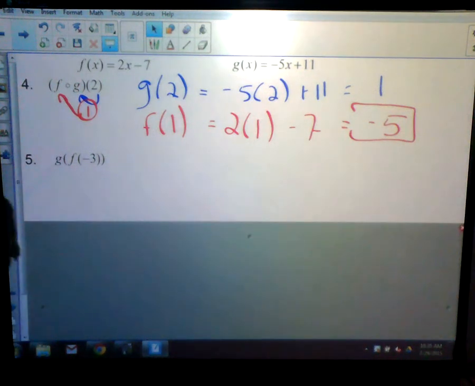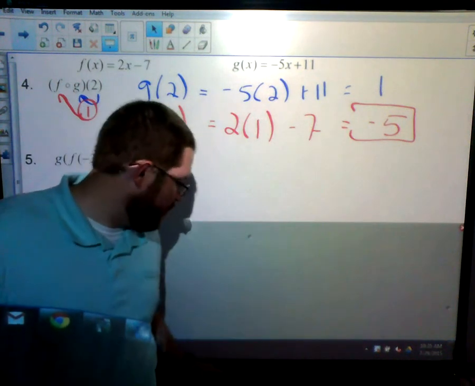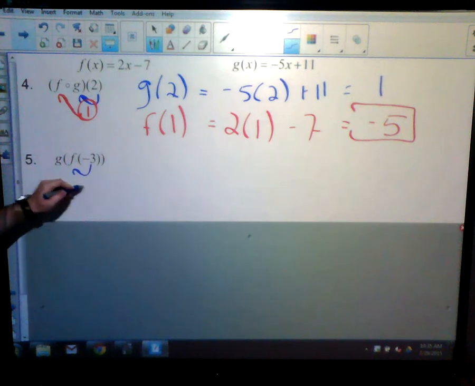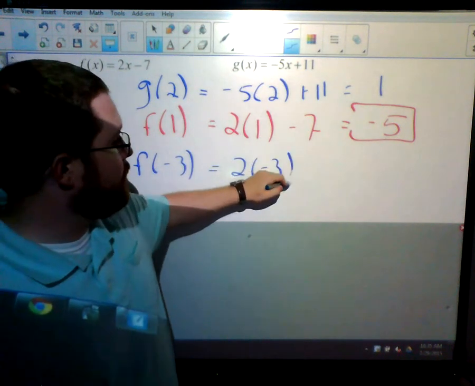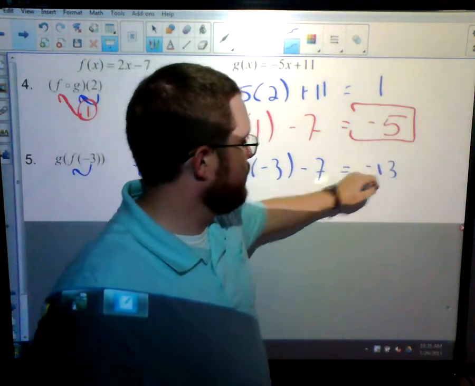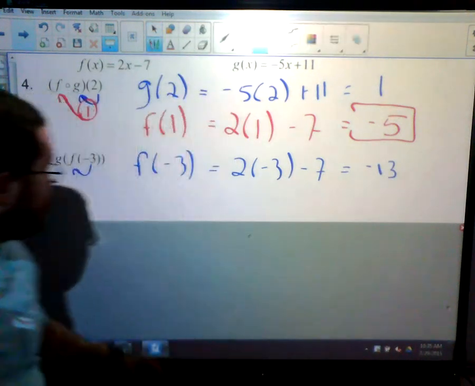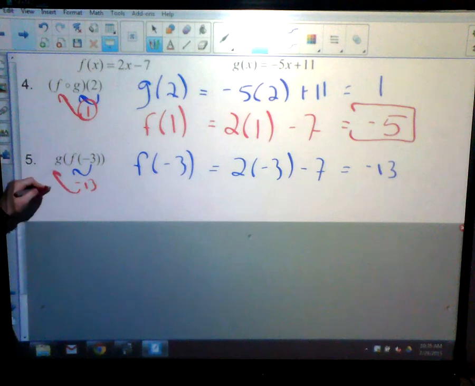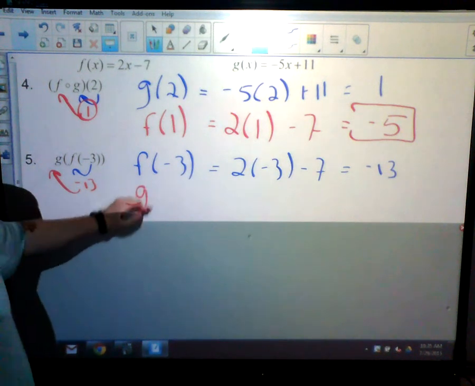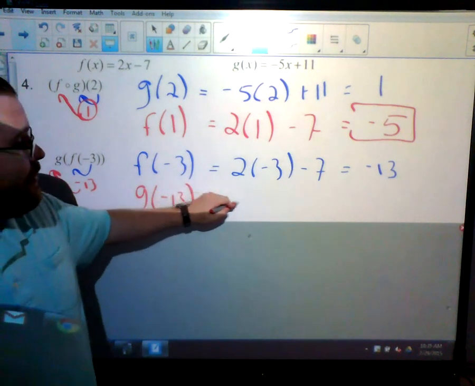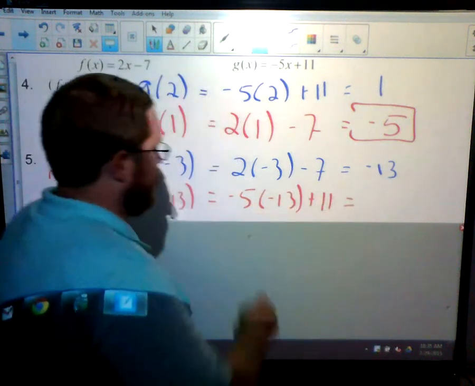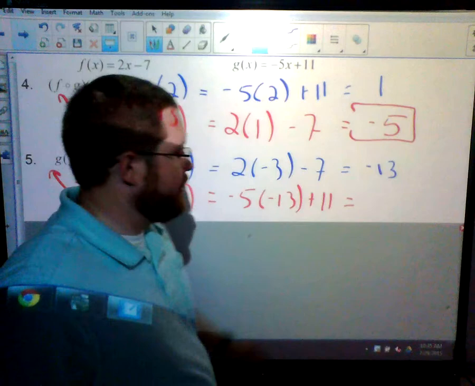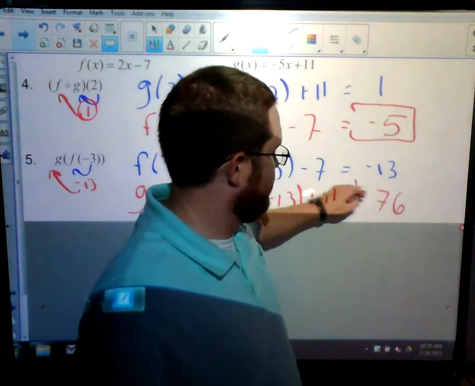How about g of f of negative 3? I'm going to work backwards. F of negative 3, that's 2 times negative 3 minus 7, which is negative 13. So the answer to the first part is negative 13. I'm going to plug that into g. G of negative 13 is negative 5 times negative 13 plus 11. That's 65, that's 76.